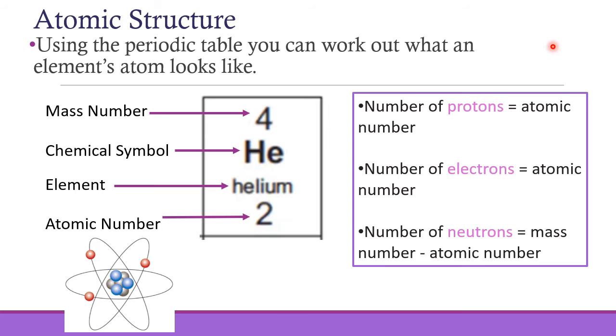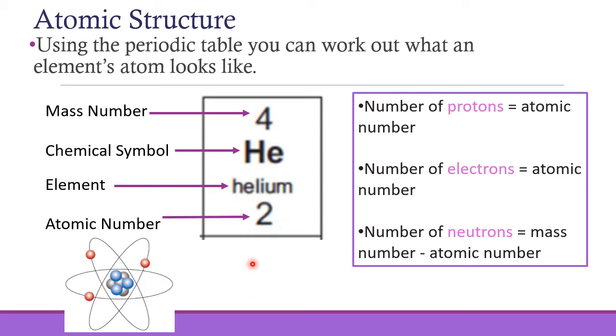Now, what you might be asking, what do you mean by look different? We need to have a look at the atomic structure. Using the periodic table, you can work out what an element's atom looks like. For instance, this is the atom that we were looking at earlier on. For each element, there are a different number of electrons, protons and neutrons which make up the element.